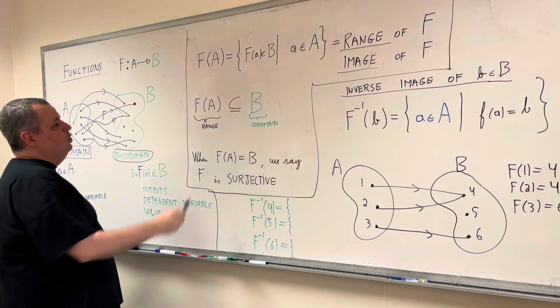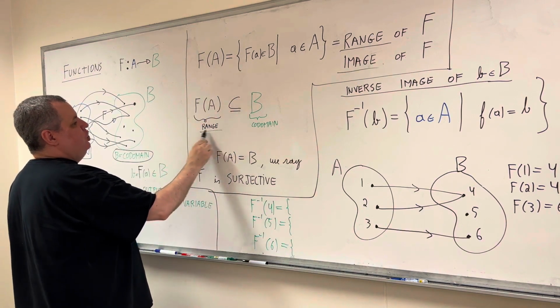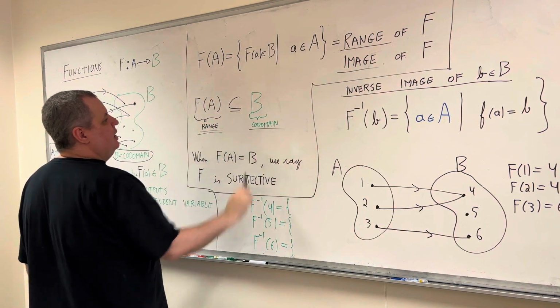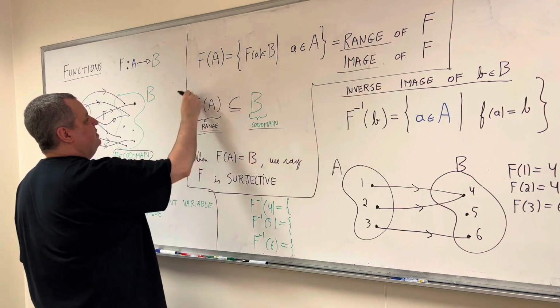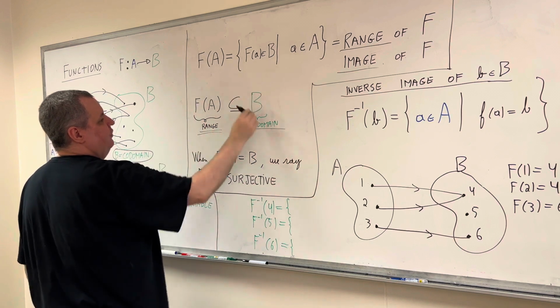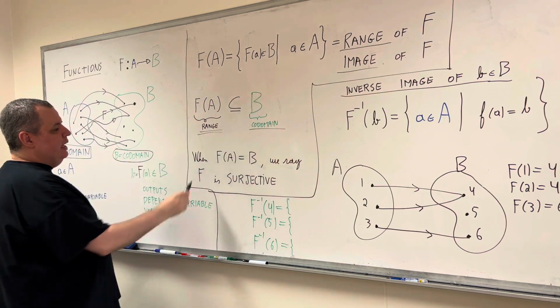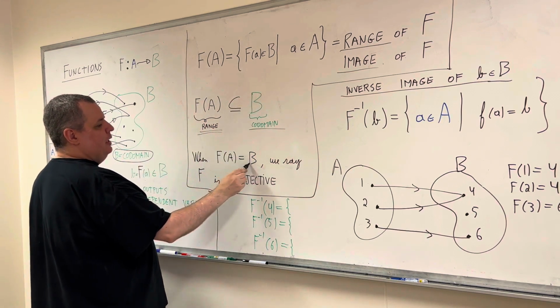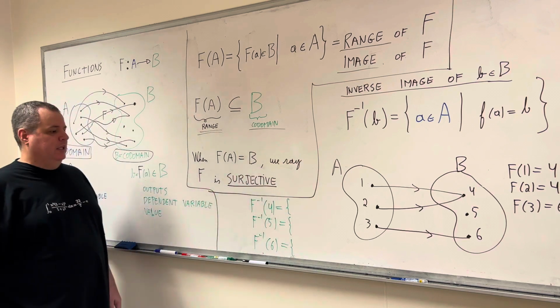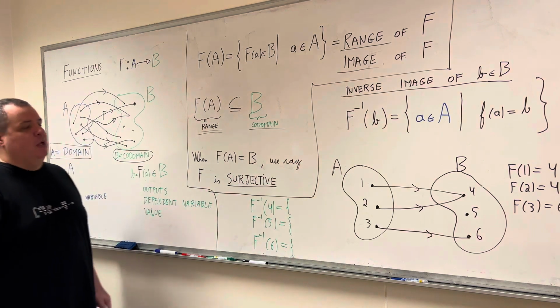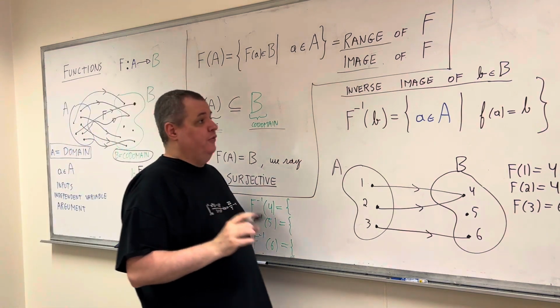Okay? So f of A is the range, and the range is a subset of the codomain. This set here is a subset of the codomain. When they are equal, and only when they are equal, we call the function surjective. We're going to give an example in a second, but before that, a little bit more of notation.